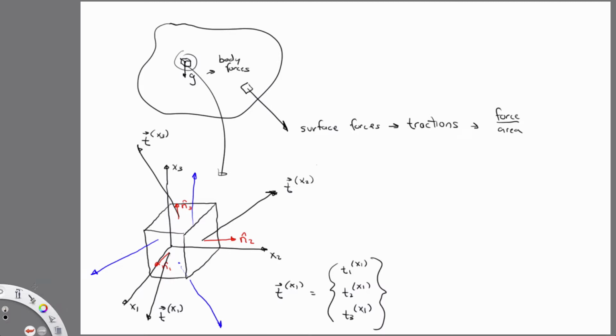All right, so last time we left off here, we had a body and we defined surface forces and tractions and body forces, and then we pulled out a little infinitesimal cube from that body and we plopped it on a set of our coordinate system. And just to be clear, this is in the current configuration. These coordinates are in the current configuration. This body is in the current configuration.